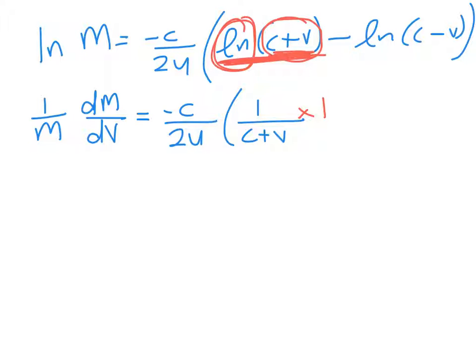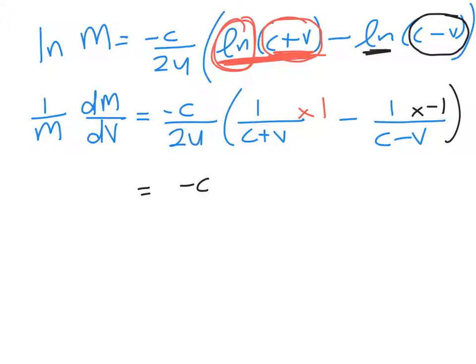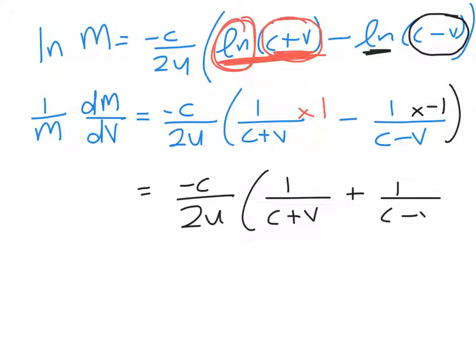And similarly here, we're going to have minus 1 over c minus v. That's the outside function, the log. The derivative of c minus v with respect to v is going to be negative 1. So that gives us negative c over 2u times 1 over c plus v plus 1 over c minus v.